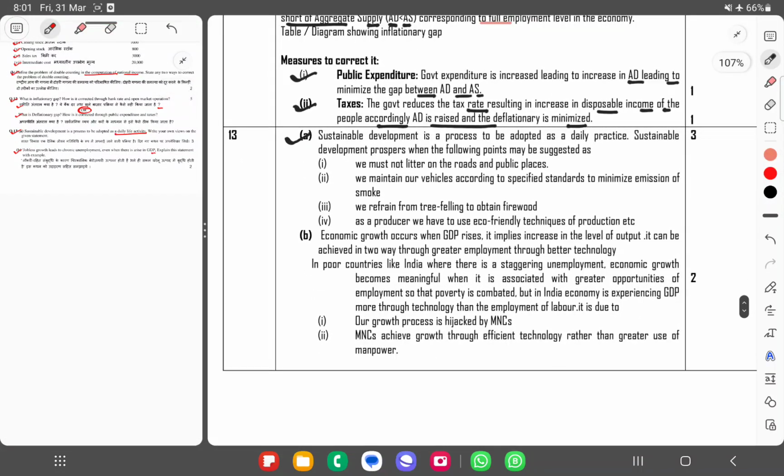First, what is sustainable development? It is a process adopted by daily practice. Sustainable development process: the following points may be suggested. We must not litter on the roads and public places.